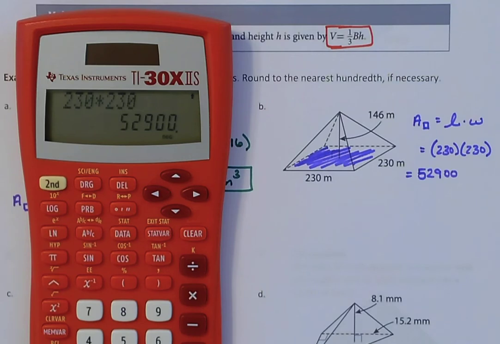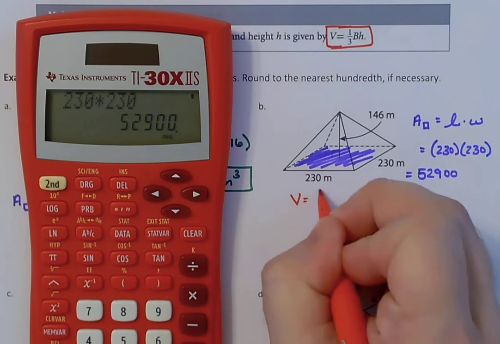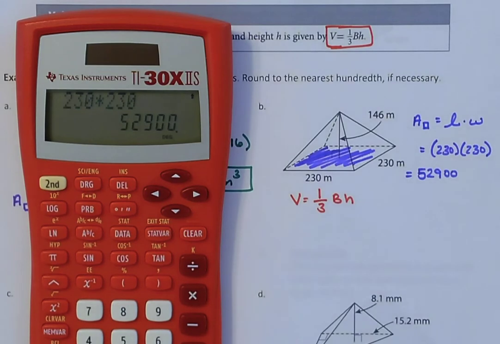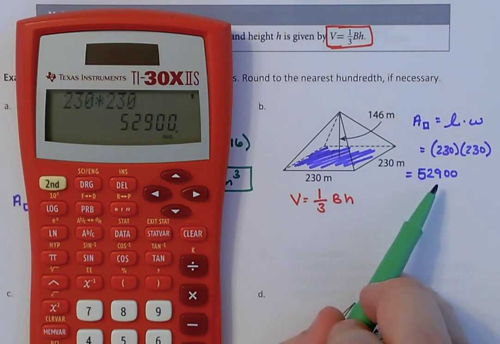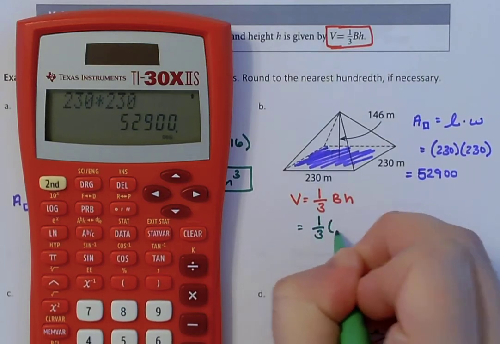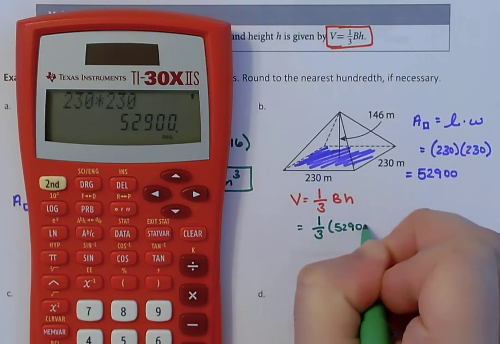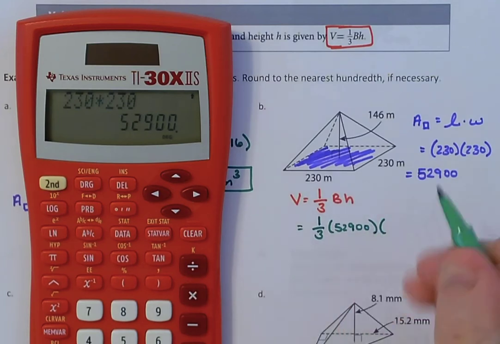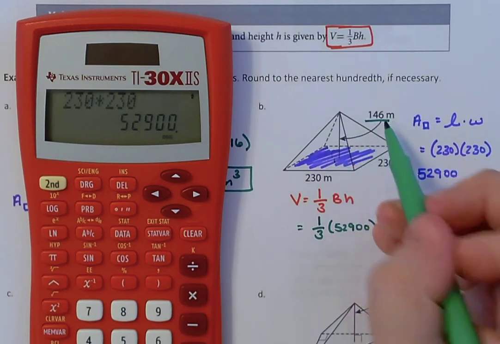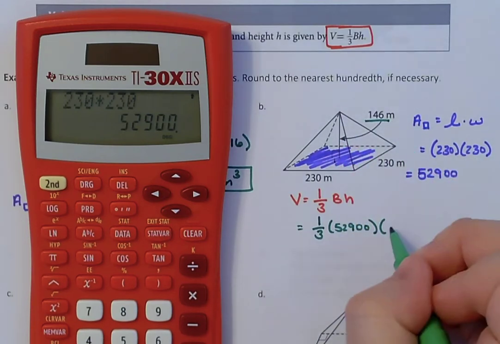Alright, now that we have the area of the base, we can bring back our volume formula, which is 1/3 times the area of the base times the height of the pyramid. So the area of the base is 52,900. So that's 1/3 times 52,900 times the height, h, of the pyramid. And the height of the pyramid is 146.